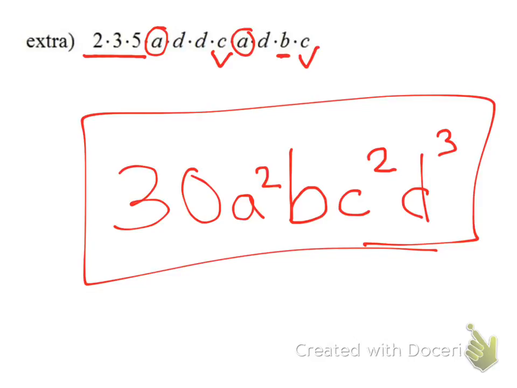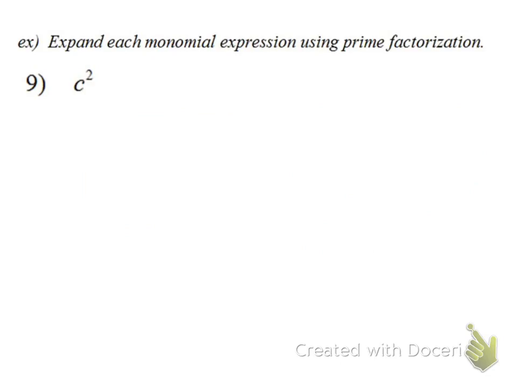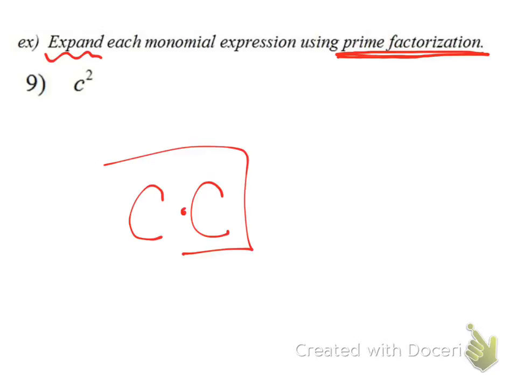All right, now we're going to practice that in reverse. So we call this the prime factorization. So expand into the prime factorization. How would I write C squared? C times C. Very good.